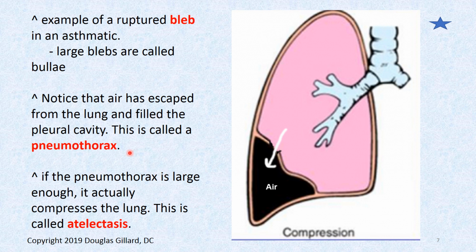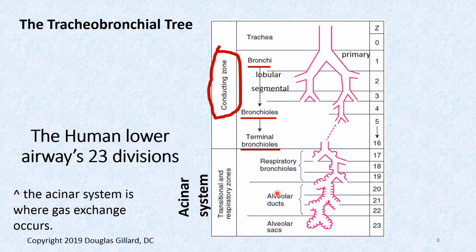You should know that. I do like that. Those are common words, high-yield words. So bleb, pneumothorax, atelectasis. You should definitely know those. Okay. Well, we'll get to talk a little bit about the two types of atelectasis in a minute.